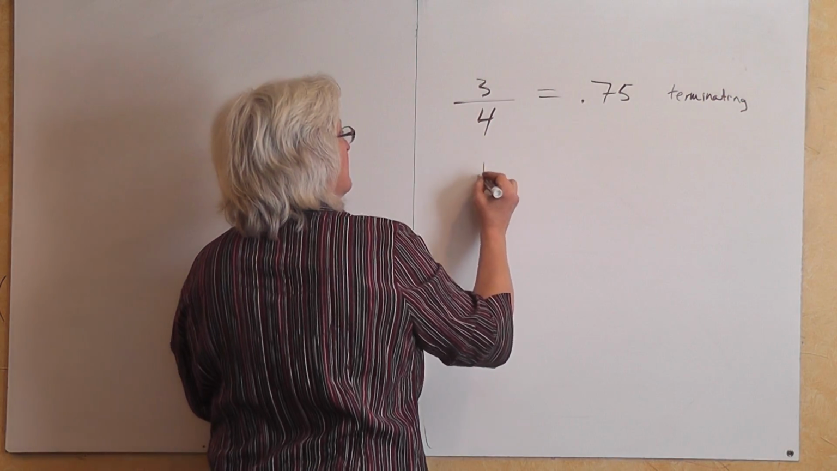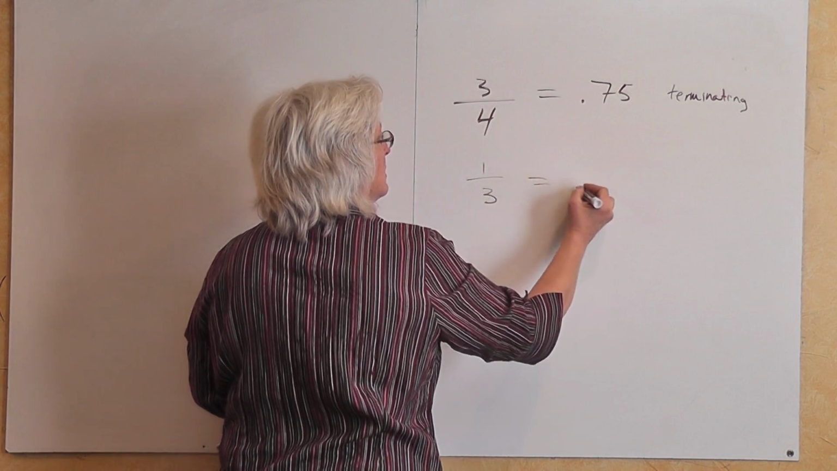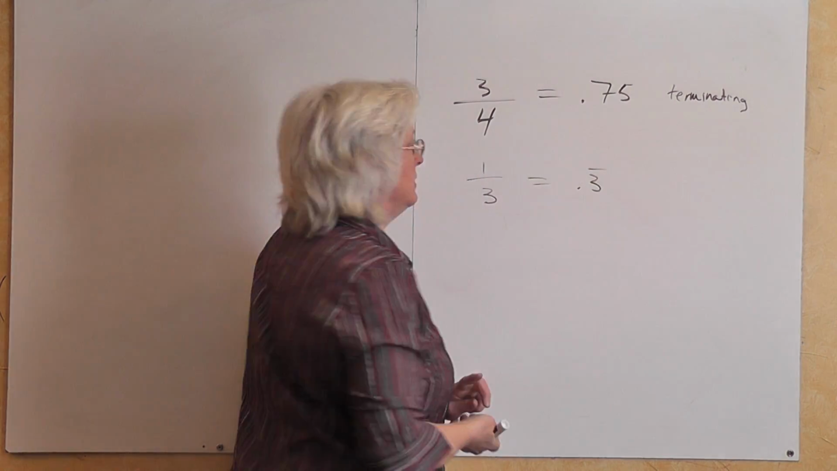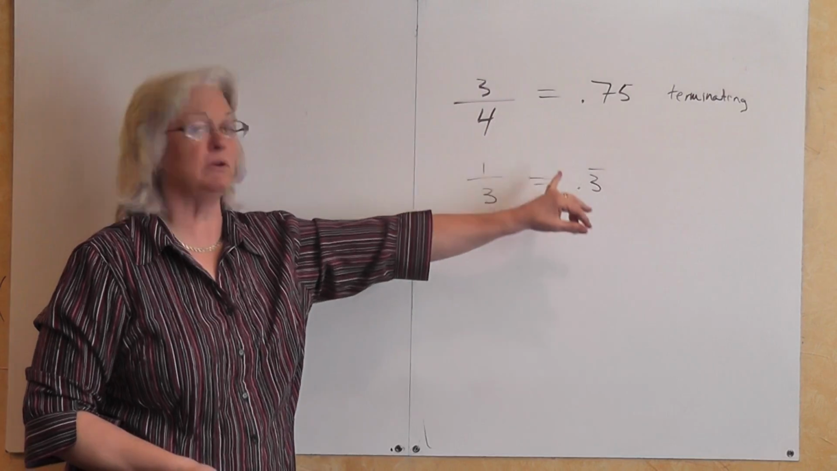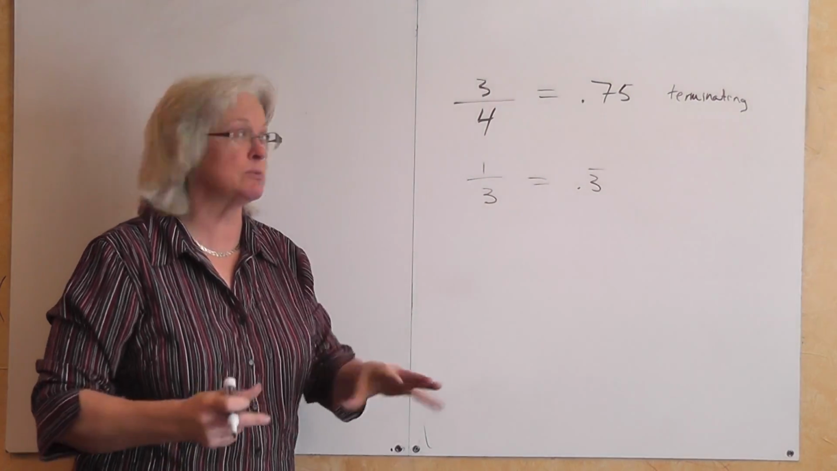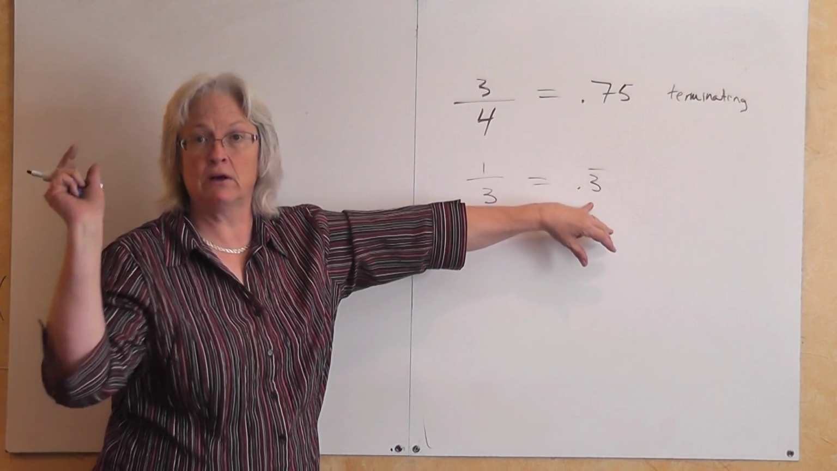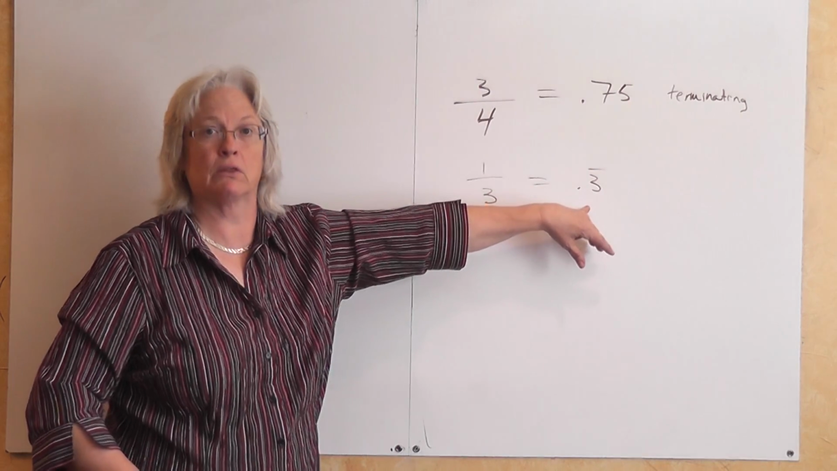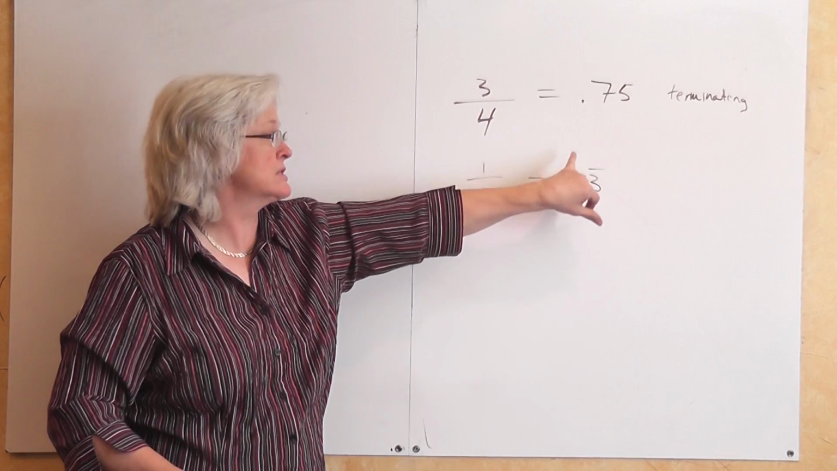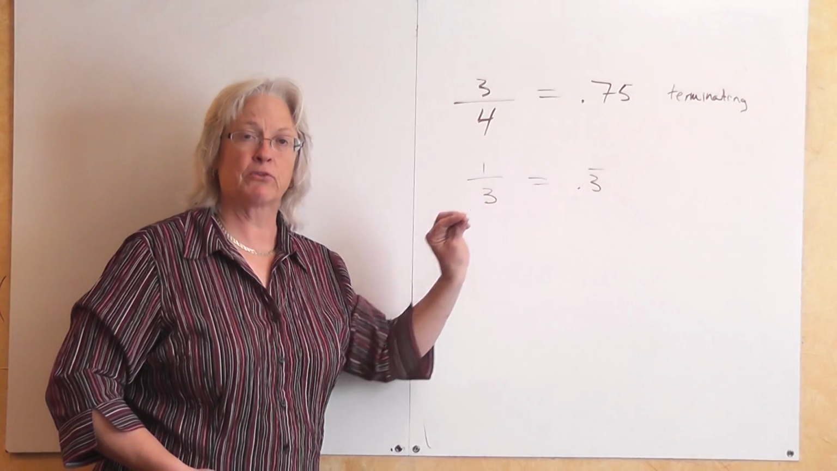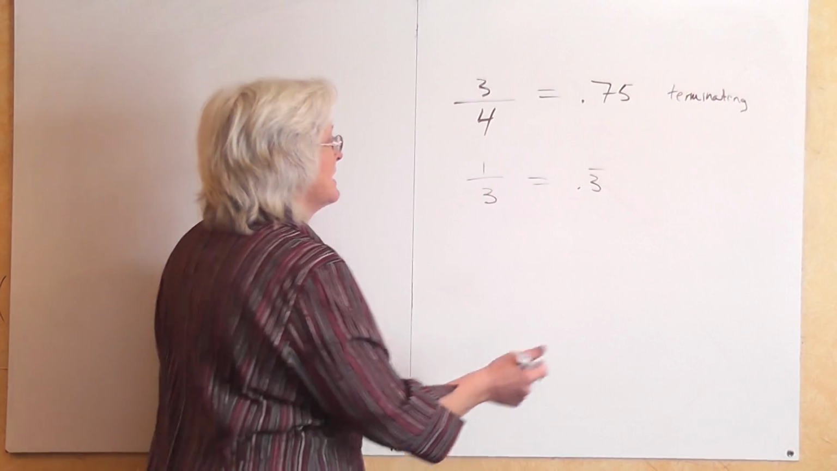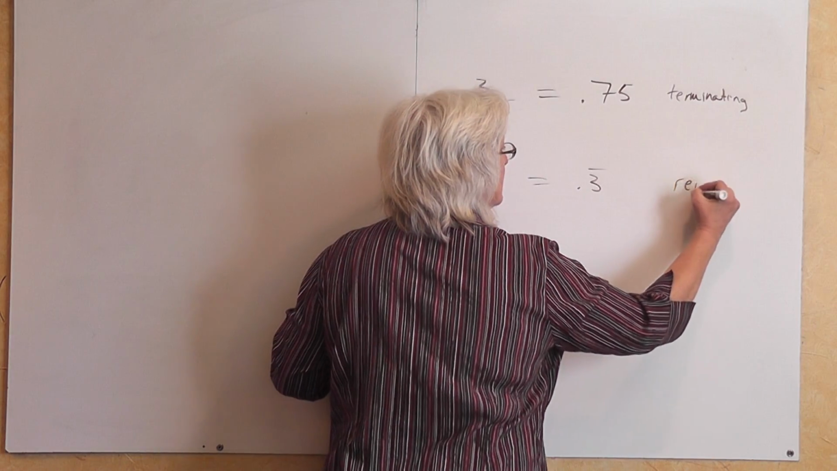And then we had, for example, the rational number 1/3. When you do the division to convert that into a decimal number, your division goes on forever. It's 0.3333333. So this little bar above the 3 indicates that that 3 repeats forever. So we call this a repeating number.